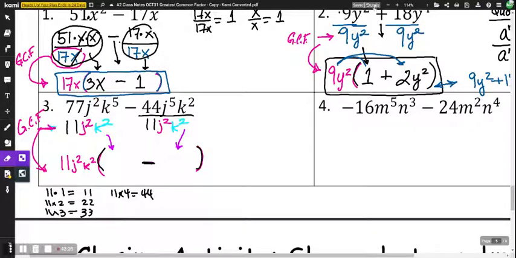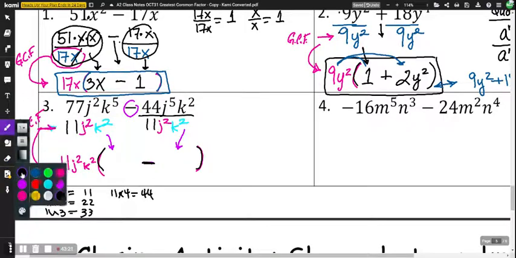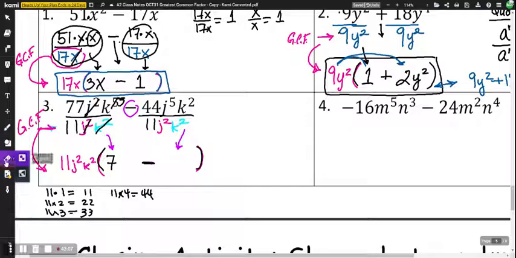77 divided by 11 is 7. Now, j's, I've got 2 j's here. That cancels out those 2 j's. And then I've got 2 k's here. That's going to cancel out 2 of those, but I'll still have 3 left. So I started with 5, I'm going to cancel 2, I'll have 3 left. So that means I've got a k to the power of 3.